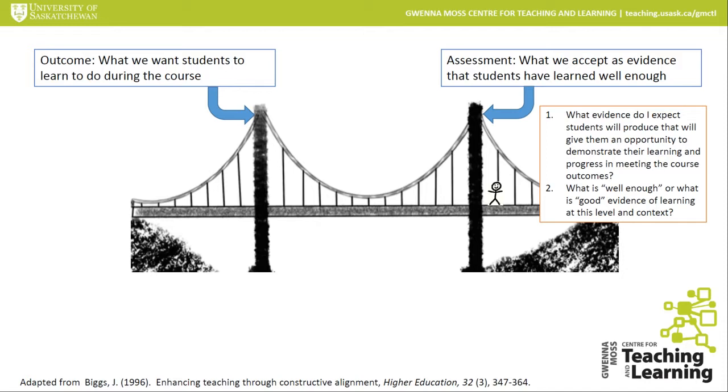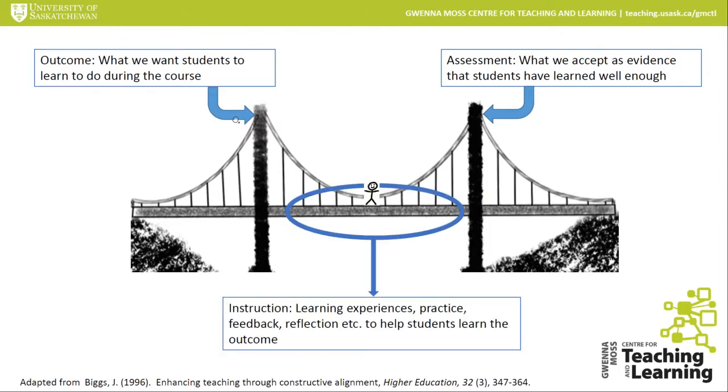And secondly, I ask myself, what is well enough, or what is good evidence? At this point, I consider factors that impact good, including things like course level or other criteria in my context that impact good for this level of learner. A rubric is really helpful here in clarifying for students what good evidence looks like. I think of this last post over here at the end of my course as the assessment gatekeeper. It filters for good evidence that students have learned the course outcomes.